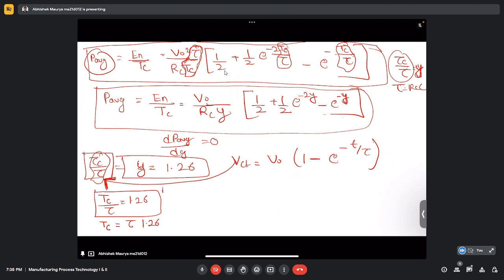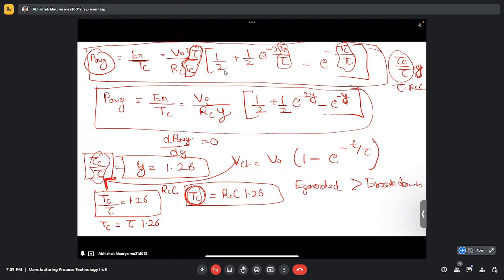Tau is nothing but RC into C. So we need to charge the capacitor till the time which equals RC times C into 1.26. Till this much time we have to prevent this condition, E generated greater than E breakdown. So for maximum power delivery we want to reach this condition after TC time. Okay, so that is what we have found out.